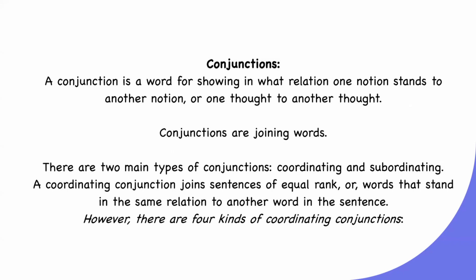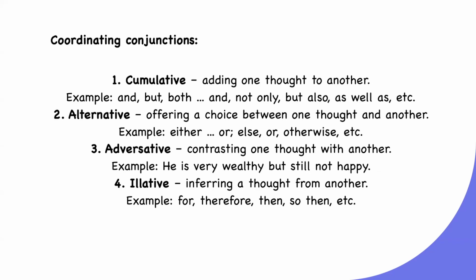A conjunction is a word for showing in what relation one notion stands to another notion, or one thought to another thought, and they're joining words. There are two main types of conjunctions, coordinating and subordinating. A coordinating conjunction joins sentences of equal ranks or words that stand in the same relation to another word in the sentence. However, there are four kinds of coordinating conjunctions.